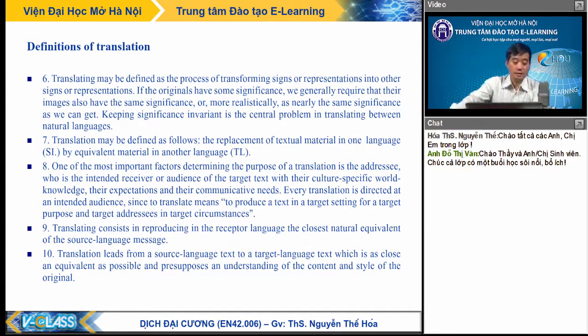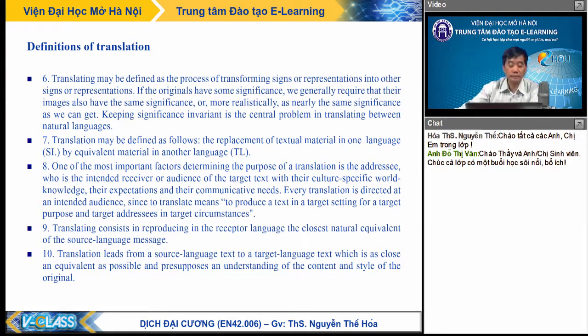And now the sixth definition. Translating may be defined as a process of transforming the size or representation of something into another size or representation. If the original has some significance, we generally require that the images also have the same significance, or more realistically, as nearly the same significance as we can get.